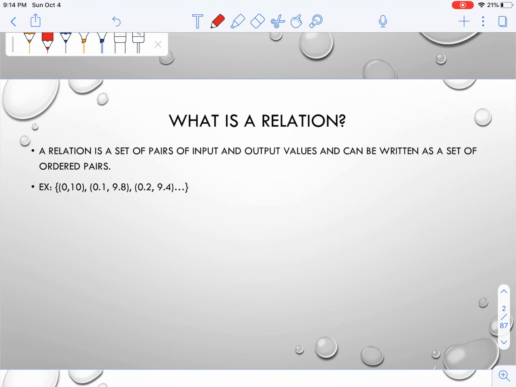All right, so a relation is a set of pairs of input and output values that are typically written in the form of ordered pairs. Okay, it doesn't have to be written as ordered pairs. It can actually be graphed as well. But each point on a graph is an ordered pair of an input x and an output y value. Okay, so we have an example here, just the set (0, 10), (0.1, 9.8), (0.2, 9.4), and so on and so forth, and this continues on. Okay, so again, any set of ordered pairs is a relation. There are no restrictions set upon what makes something a relation or not a relation.